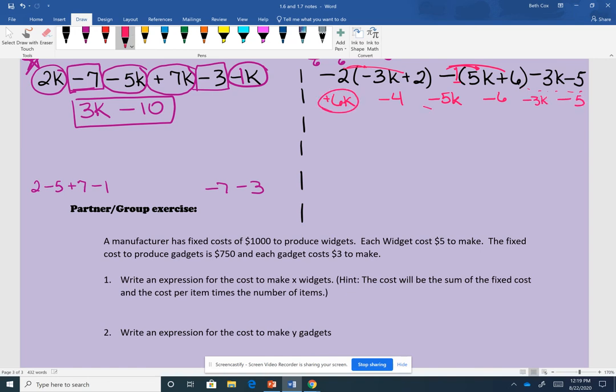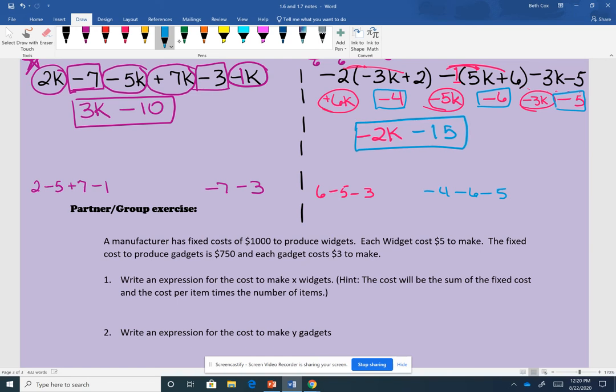And then again, let's find all your k's. Combine those numbers, so that's 6 minus 5 minus 3. So that's 1 minus, it's negative 2. Okay, and then these, that's negative 4 minus 6 minus 5. Signs are the same, add the numbers, keep the sign, so that's going to be a minus 15. Where did that come from? So there you go. Again, this is scratch work down here.